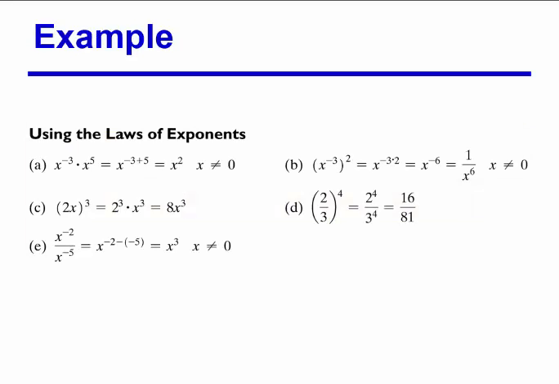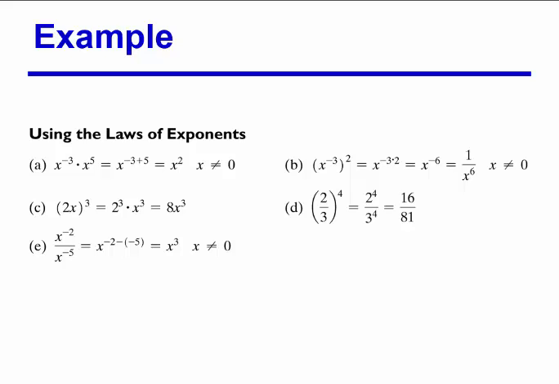So we're going to use different laws of exponents. So x to the negative third times x to the fifth power. We're going to add those two, so it becomes x to the second power. For b, x to the negative third raised to the second power is equivalent to x raised to the negative sixth power, which is 1 over x to the sixth power.